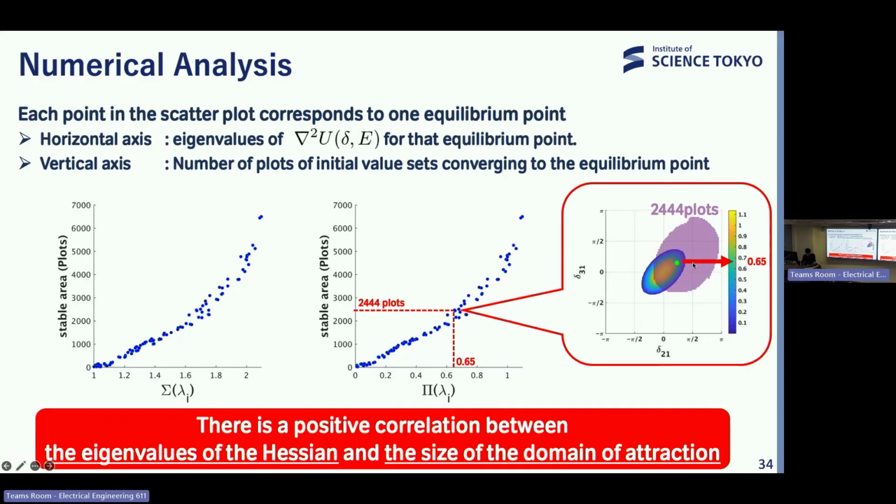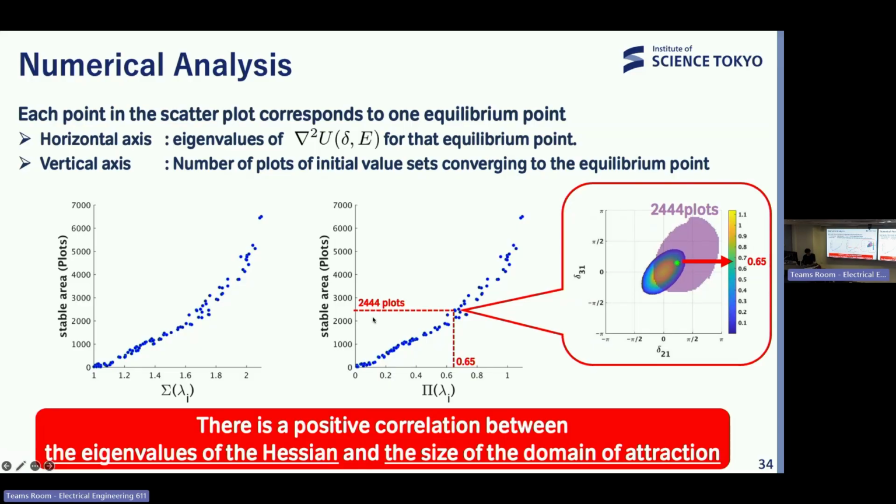The multiple of the Hessian eigenvalue is 0.65 for the index of the color map and 2444 grid point in the purple area. For this equilibrium point, the horizontal axis corresponds to the 0.6 and the vertical axis corresponds to 2444.